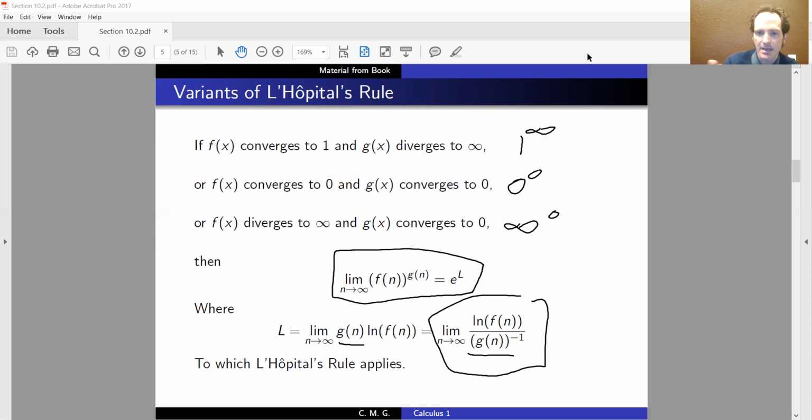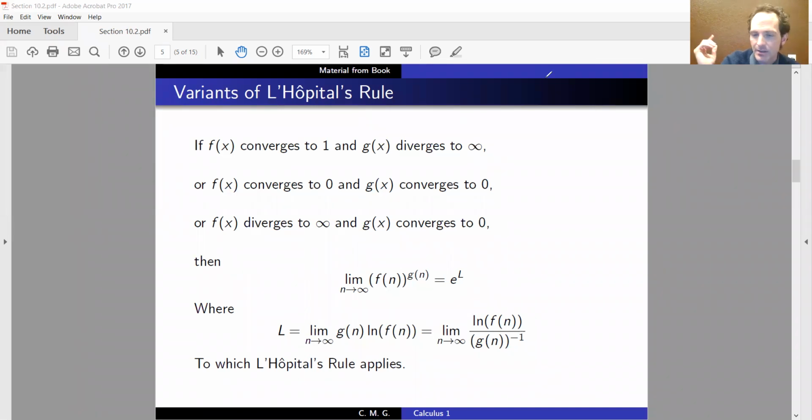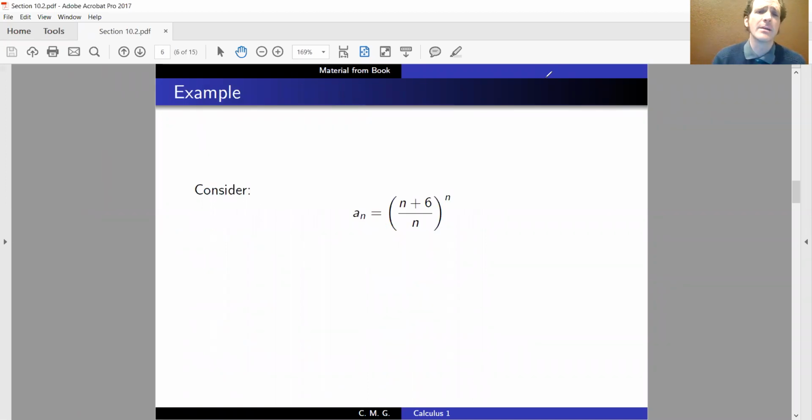So like in the first case, for example, f of n goes to 1, natural log of f of n goes to natural log of 1, which is 0. G of n goes to infinity, g of n to the -1 is 1 over that. 1 over a big number is a really small number, so it's a 0 as well. So I get 0 over 0, and I can apply L'Hopital's rule. I can apply it to this thing and do a chain rule on the natural log and a chain rule on the -1 power. And then I end up getting what I need. So let's give you an example to see this.